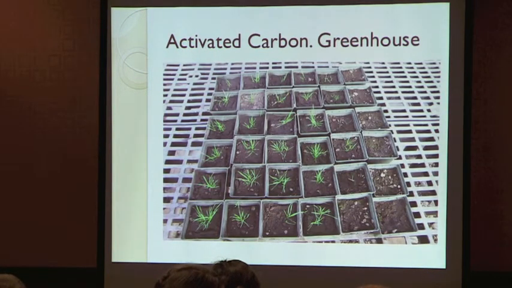So here's a greenhouse experiment. We just completed a little test in the greenhouse. So this is slender wheatgrass. On the right is 0 AC treatment, and then going from right to left, the amount of activated carbon increases per pot by 0.5 grams. And so you can see that there's no growth in the no AC treatment.